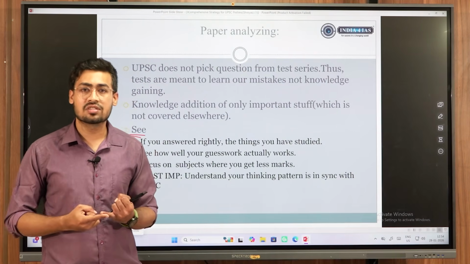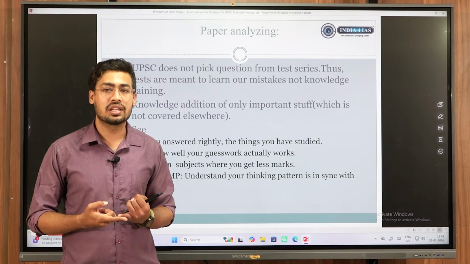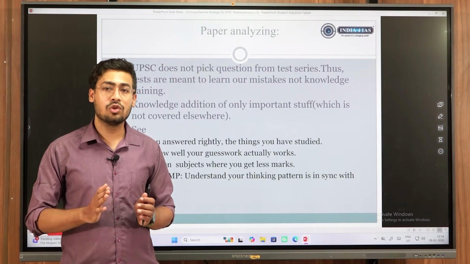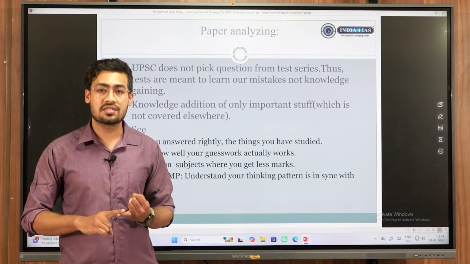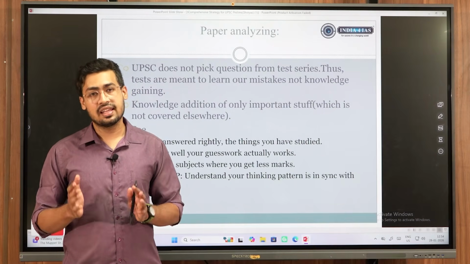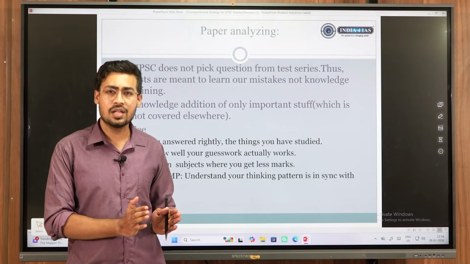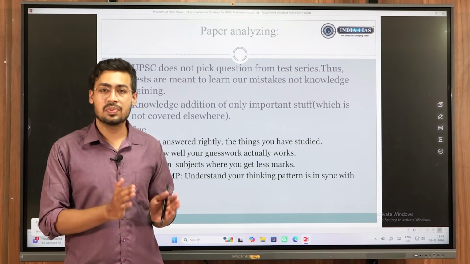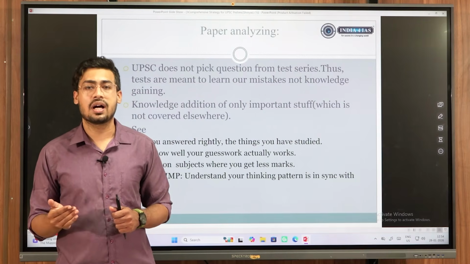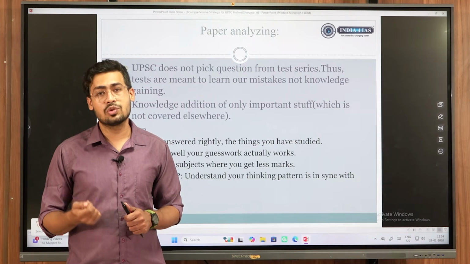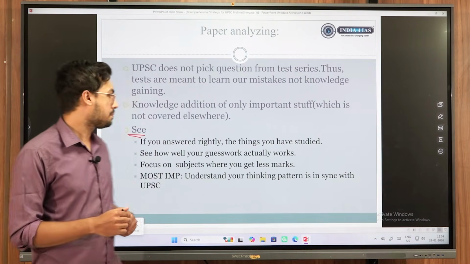You are doing guesswork in the mocks, is it working or is it not working? Based upon that, you will be able to calculate the number of questions that you need to attempt in the actual exam. There are aspirants who attempt a lesser number of questions and get good marks. There are aspirants who attempt more questions and get good marks. How do we know how many questions to attempt? It is through these mocks.